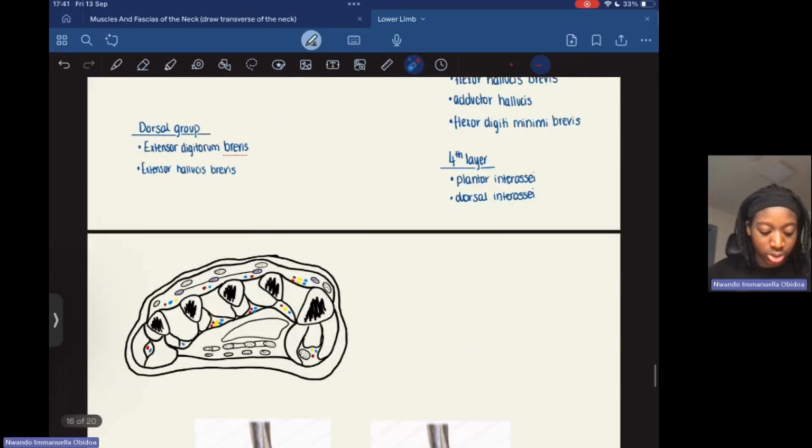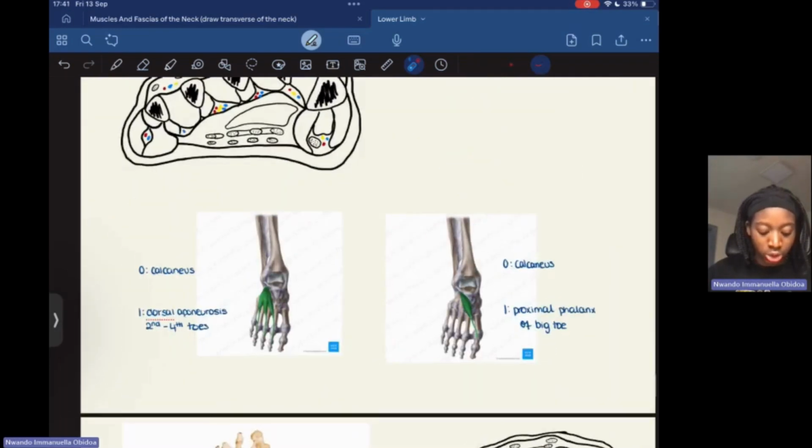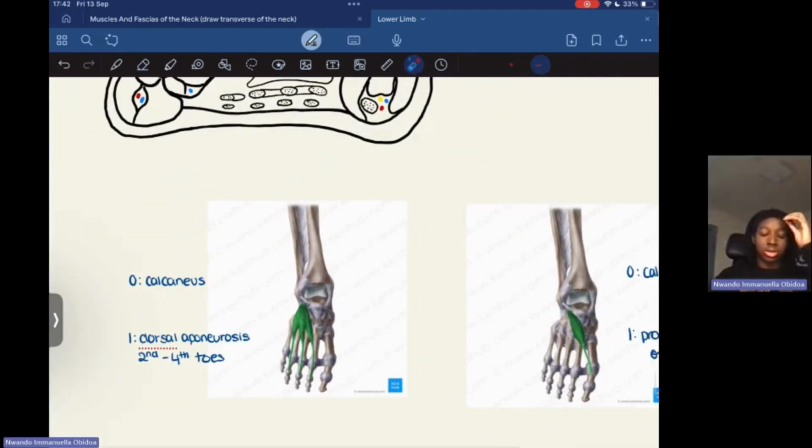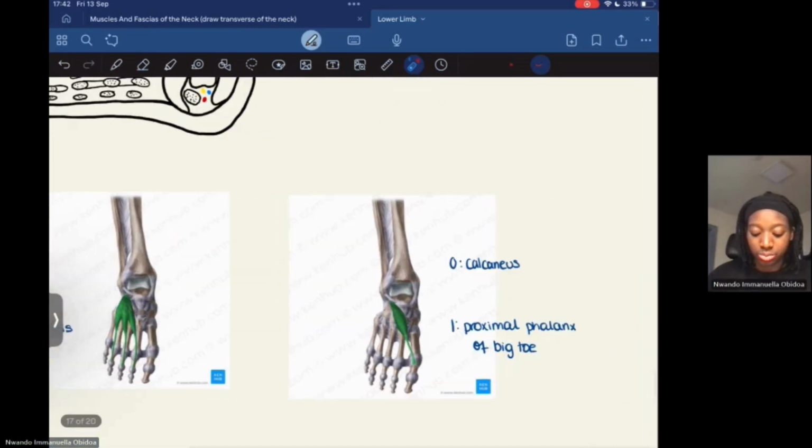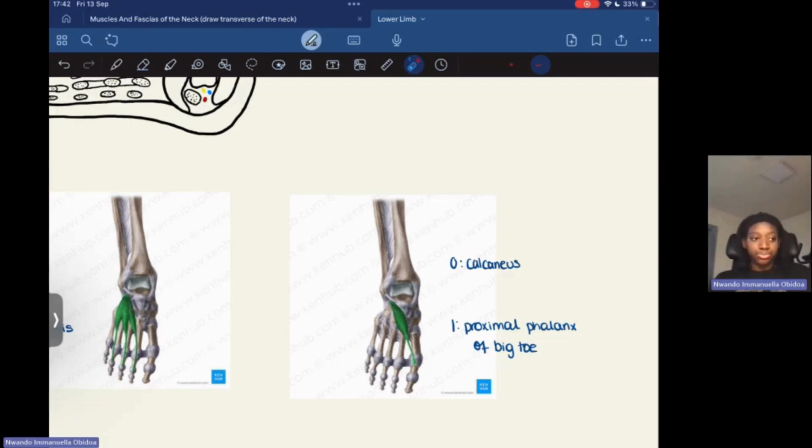So starting with the dorsal group, you have your extensor digitorum brevis, which originates from the calcaneus and inserts onto the aponeurosis of the second to fourth digits. And then the extensor hallucis brevis, also from your calcaneus to the proximal phalanx of your big toe.